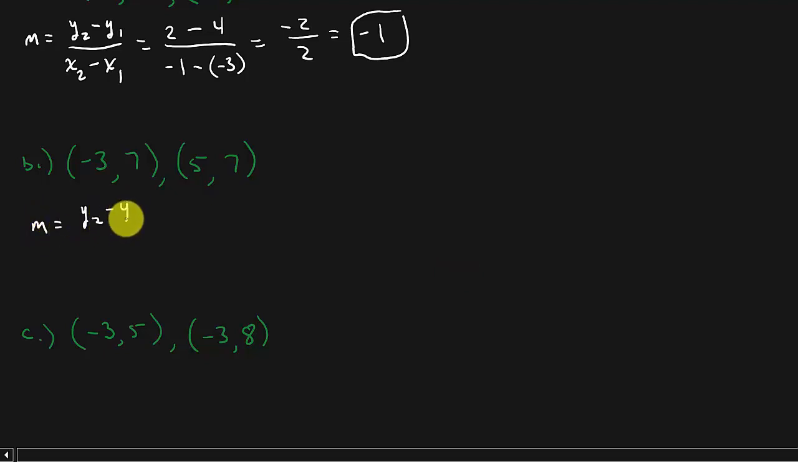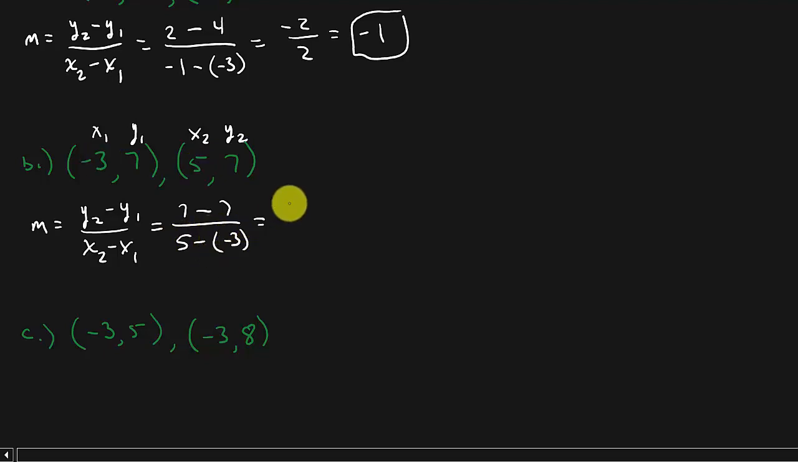That's y2 minus y1 over x2 minus x1. So let's plug these in. This is x1, y1. This is x2, y2. So I've got y2, which is 7, minus y1, which is 7, over x2, which is 5, minus x1, which is negative 3. And so that's 0 over 8, which is 0. And so there's your slope.